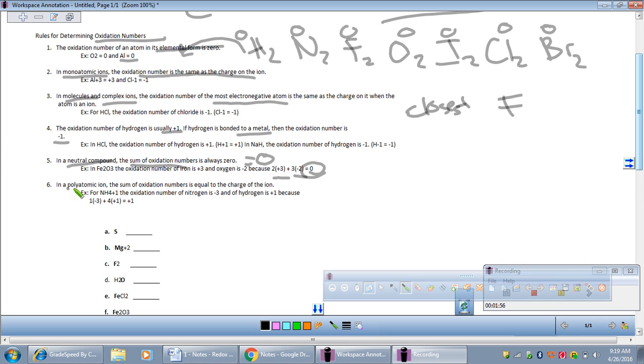And then if it's a polyatomic ion, yes, you must still know those. The sum of the oxidation numbers is the charge of the ion. So if you have NH4+, which is the ammonium ion, the oxidation numbers have to add up to +1. So let's do some practice.